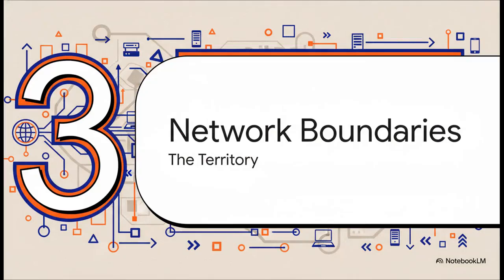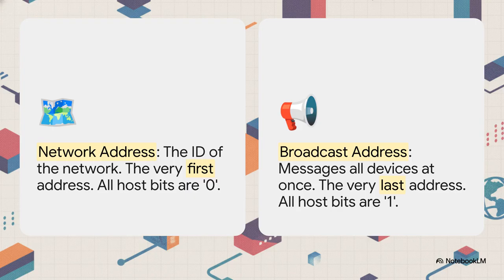Okay, so we know how many devices we can have, but what are their actual addresses? What are their names, so to speak? To figure that out, we need to map out our network's territory, find out exactly where it starts and where it stops. All right, it's time to solve the -2 mystery. It all comes down to two very special, reserved addresses that you can't use. The very first one is the network address.